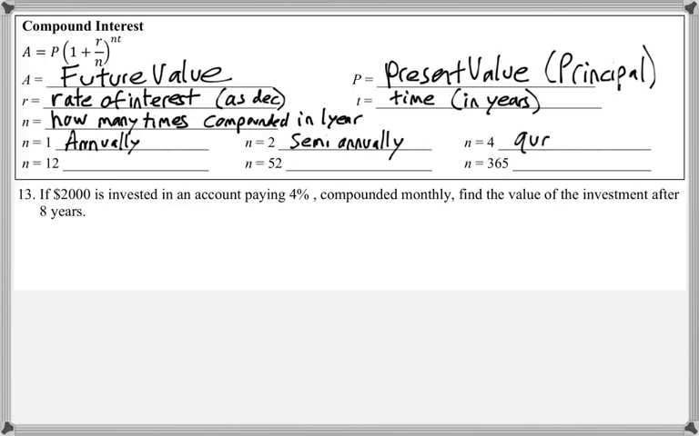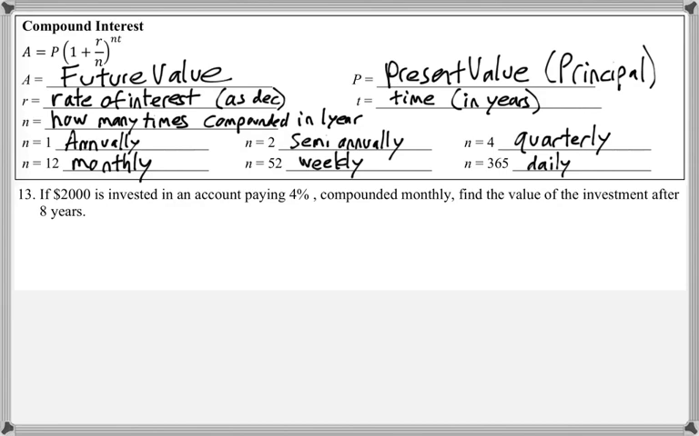Quarterly is 4. Monthly is 12. Weekly is 52. And daily is 365. Now, some banks and some books use 360. So if you do take another course, then it is possible that you'll see 360 being used. But for this book, we are going to be using 365.